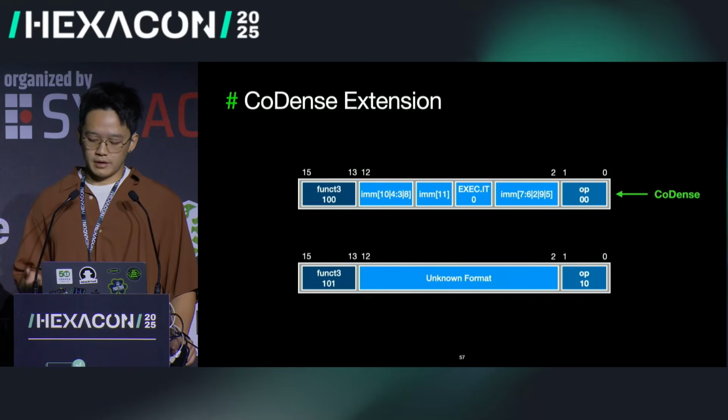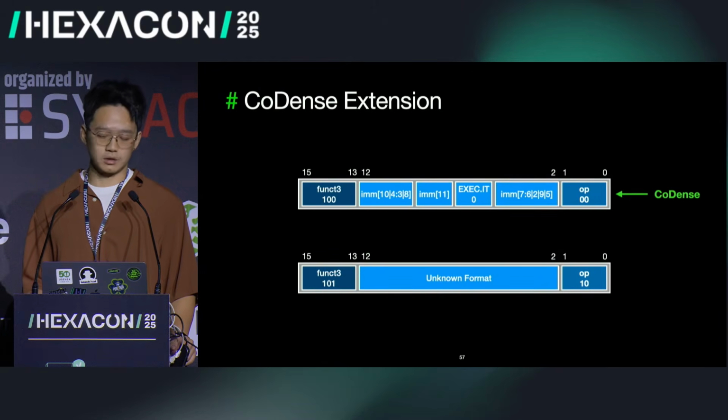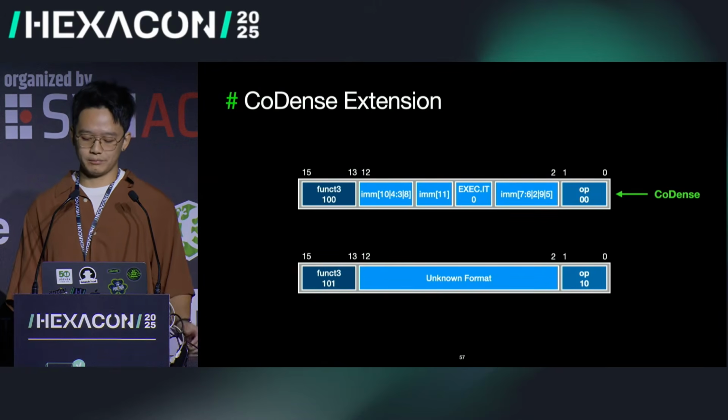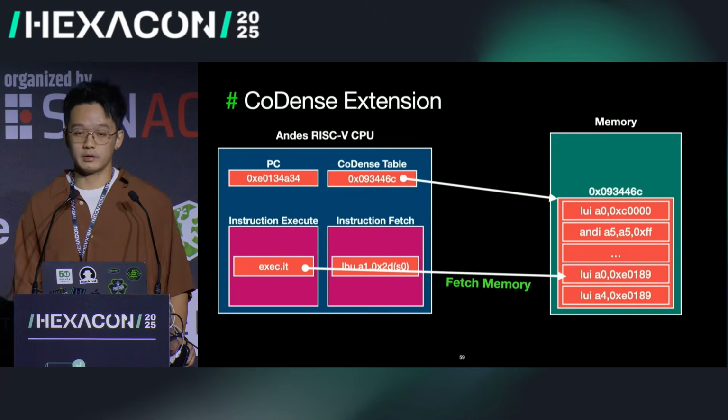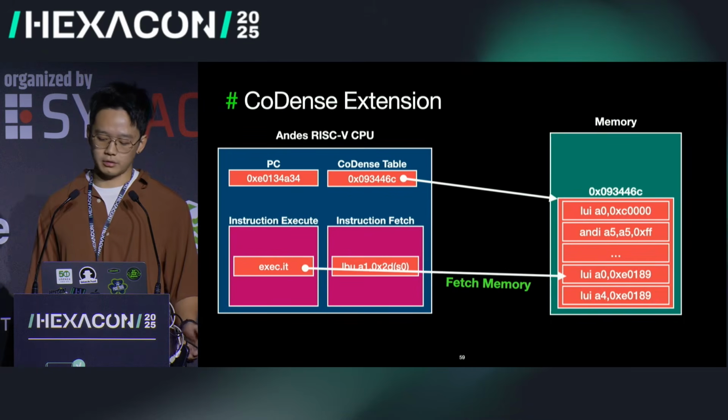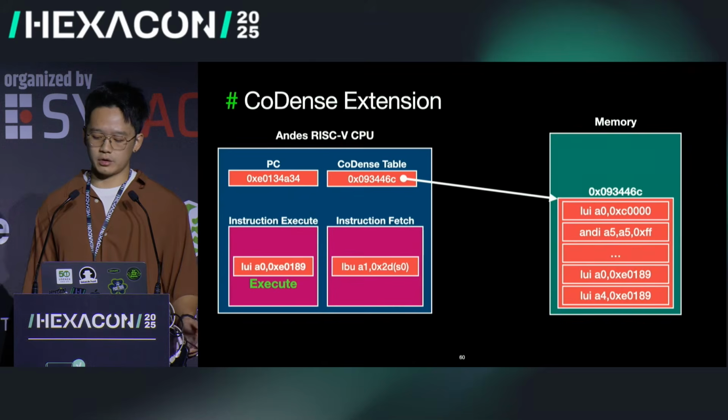which stands for Execute on Instruction Table. So what is CoDense? As its name implies, it is designed to reduce compiled program size by placing frequently used instructions in a table. The 2-byte exec.it instruction fetches and executes instructions from the table. Here is an example to show how it works. When the CPU executes exec.it, it fetches the corresponding instruction according to its encoding. Then it executes the fetched instruction. It's a pretty cool technique for compressing the size of the firmware.